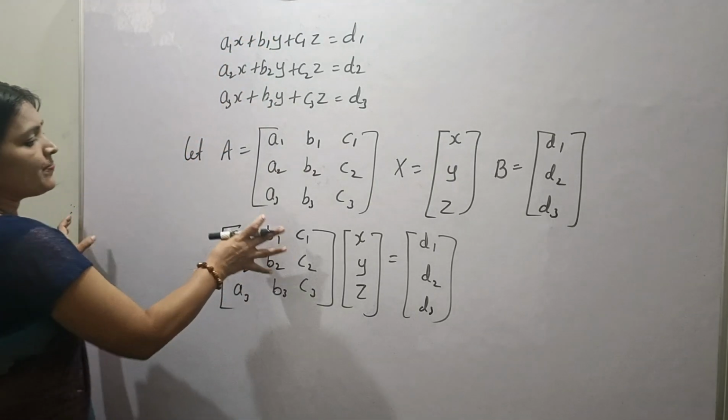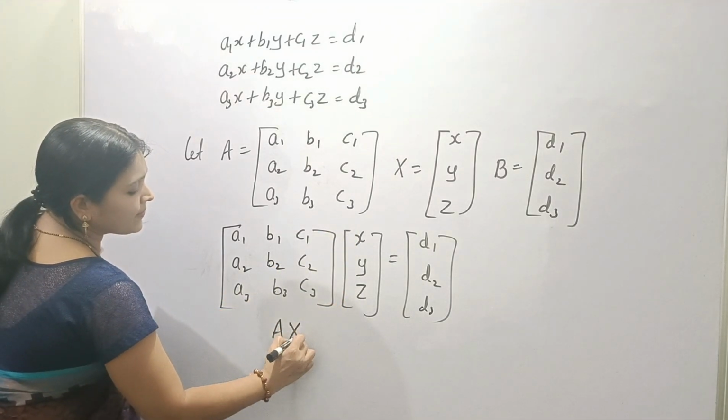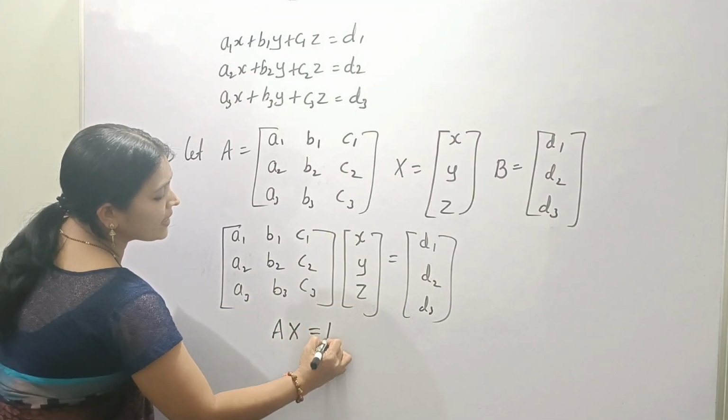So what is this? This matrix is nothing but A, right? So it is nothing but AX is equal to B.